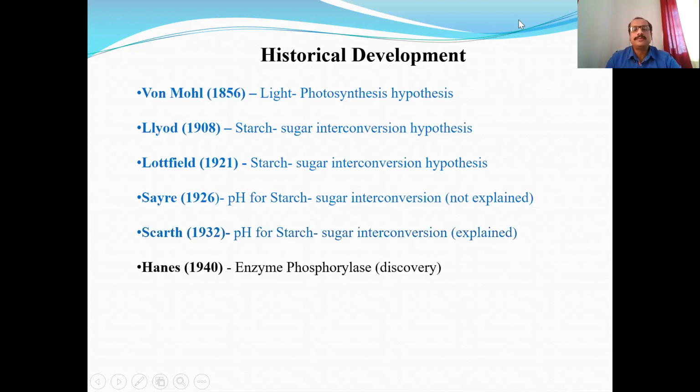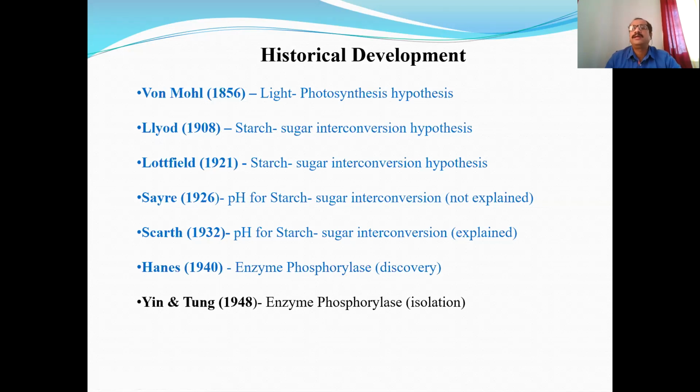During the process, actually there is not direct conversion of starch into sugar, but starch is converted into glucose 1-phosphate, and this reaction is catalyzed by enzyme phosphorylase. This process is called phosphorylation, addition of phosphate group, and this was the discovery by scientist Hens in 1940. Enzyme phosphorylase was discovered by Hens in 1940, and later in 1948, two Japanese scientists, In and Tung, isolated this enzyme phosphorylase in crystalline form.